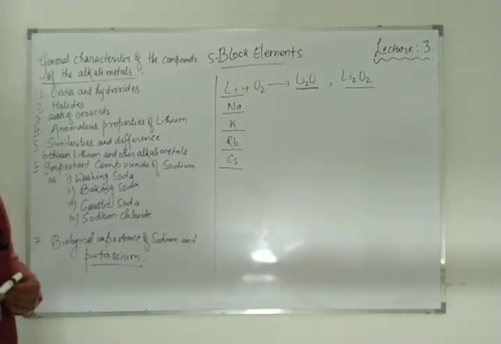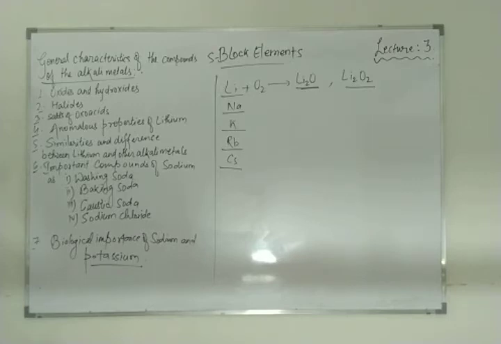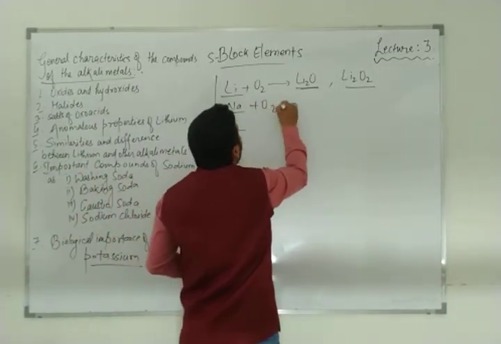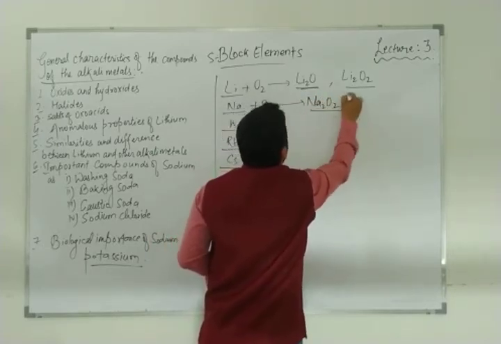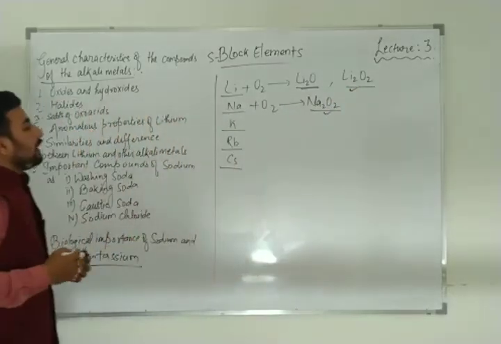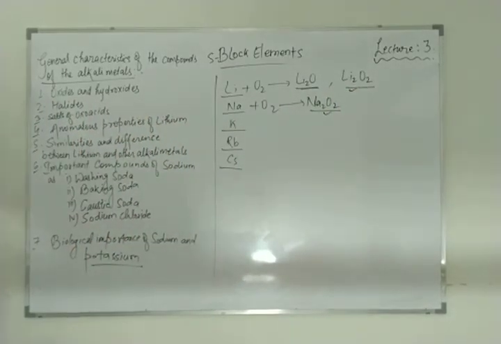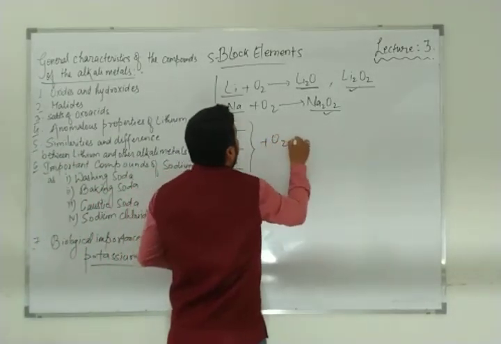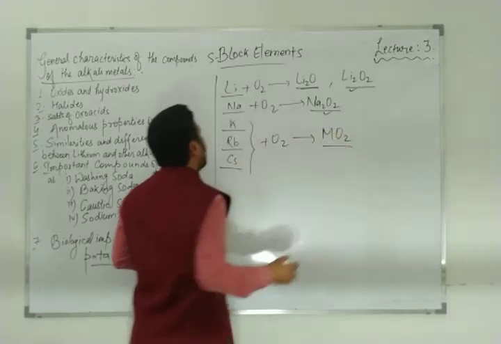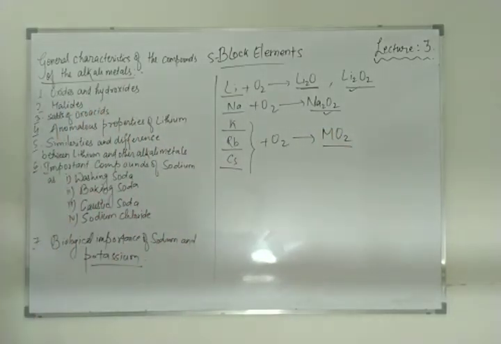Now, in some peroxides, with an oxygen-oxygen link, lithium also forms lithium peroxide and sodium gives sodium peroxide. So in some compounds lithium also gives lithium peroxide and sodium gives sodium peroxide, right? And rubidium to cesium give superoxide. If they react with O2, they give the metallic oxide MO2, that is superoxide. I have already informed you of these things in lecture number 2.